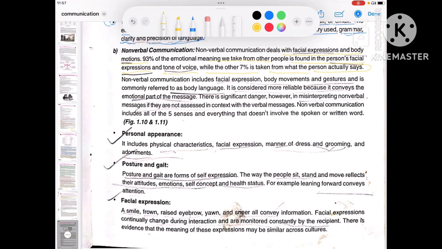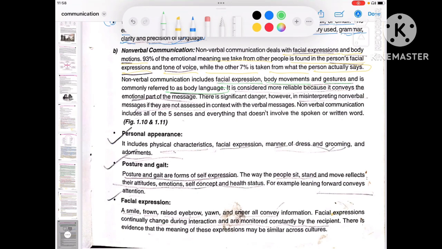Okay, non-verbal communication includes facial expression, body movement, gestures, and is commonly referred to as body language. So facial expression, body movement, and gestures, these three together we can call body language. If we say his body language is not good, why? He is not properly communicating. That's why we say his body language is very poor.